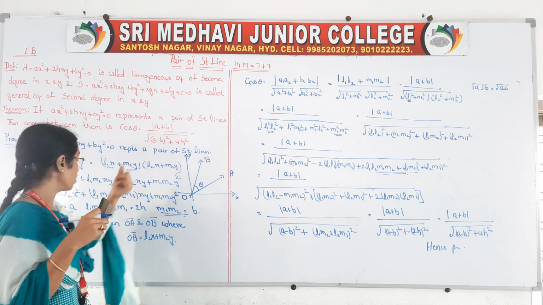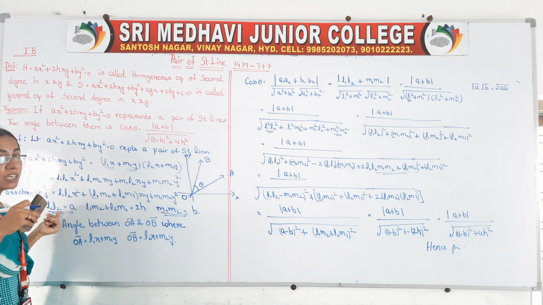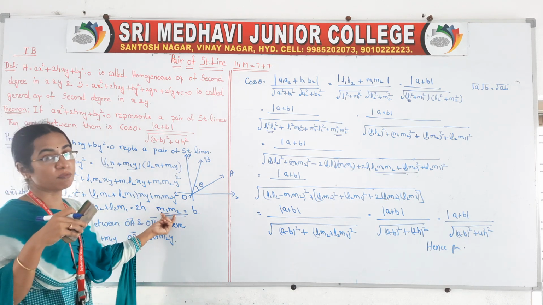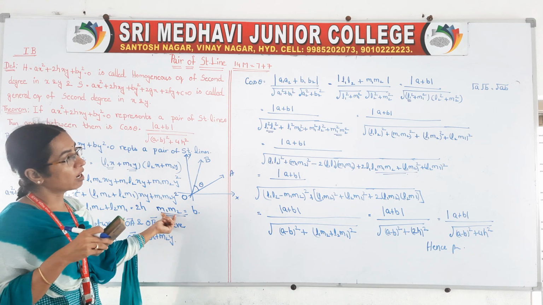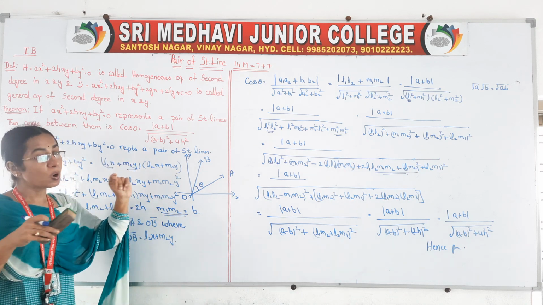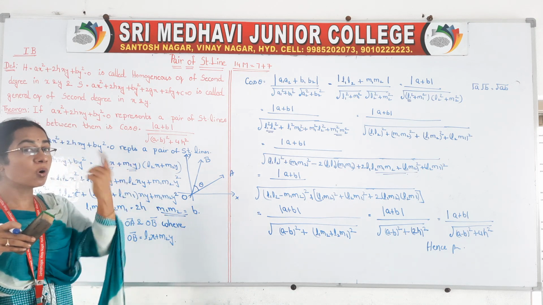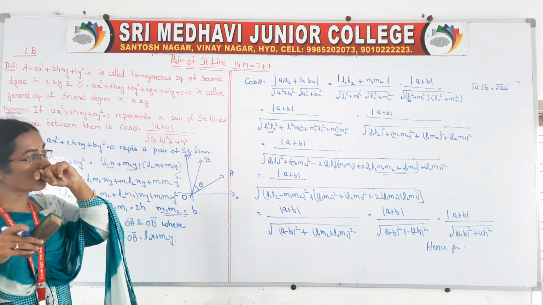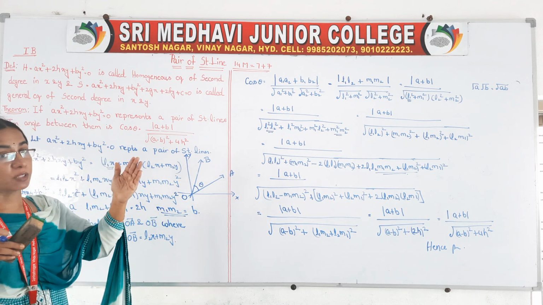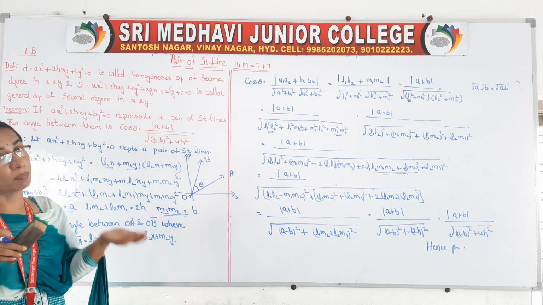A minus B whole square. A means L1 L2. B means M1 M2. So there we have to get L1 L2 minus M1 M2 whole square. A minus B whole square form means A square plus B square minus 2AB form.